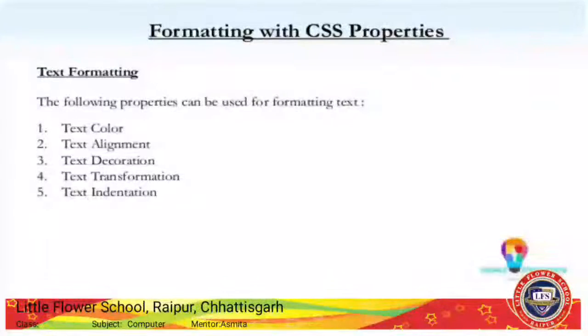Now we'll see the text formatting properties. In text formatting there are the following properties. Firstly is text color. We can give any text color according to our need. Next is text alignment. We can align the text left, right, center or justified. Next is text decoration. We can add many effects to the text to enhance it. Next is text transformation. We can transform our text. And last is text indentation.